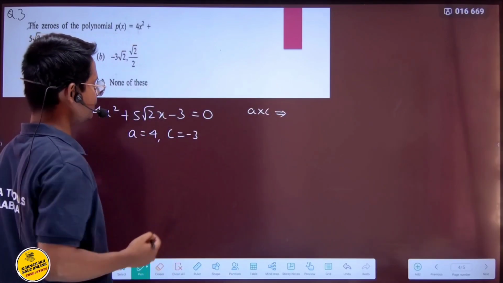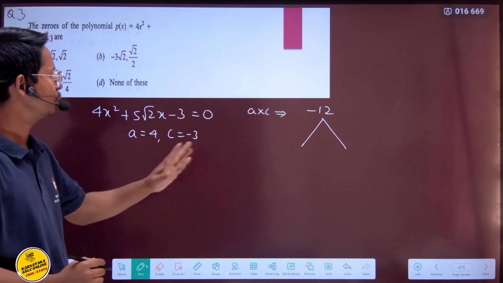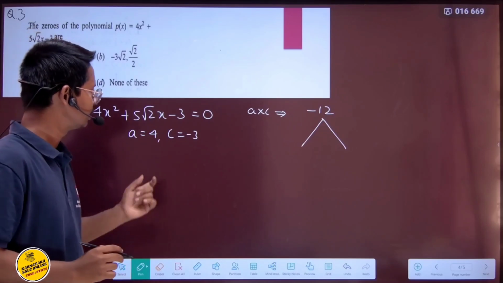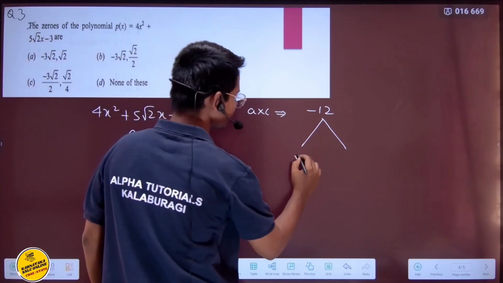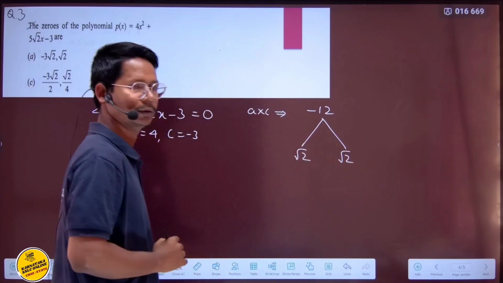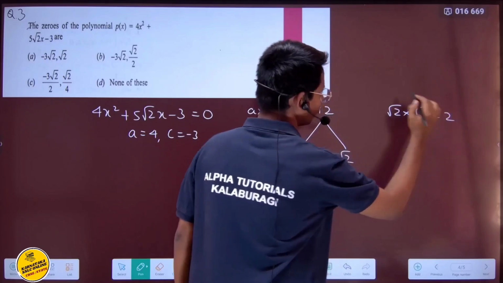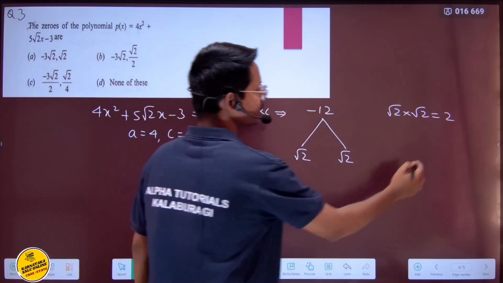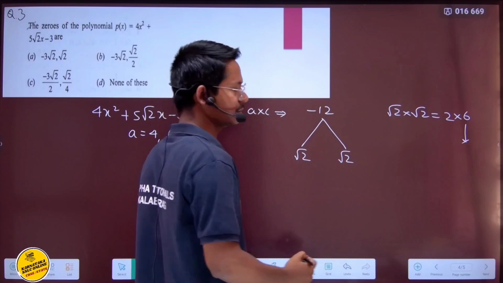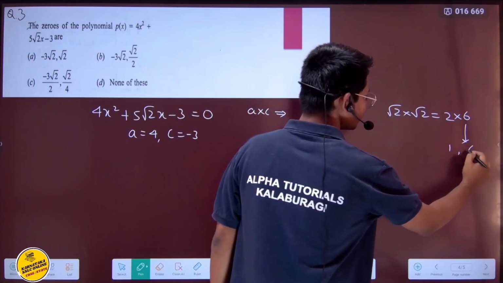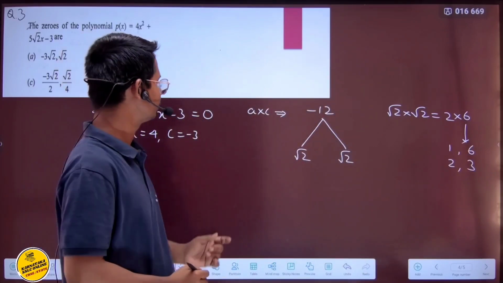So a into c is going to be minus 12. Now you need to write two factors, and remember both the factors must have a root 2. That is the idea. Now root 2 into root 2 you will get 2. Now to get 12, you need 6 into 2. Now to get 6, you have combinations: either you can make use of 1 and 6, or 2 and 3.